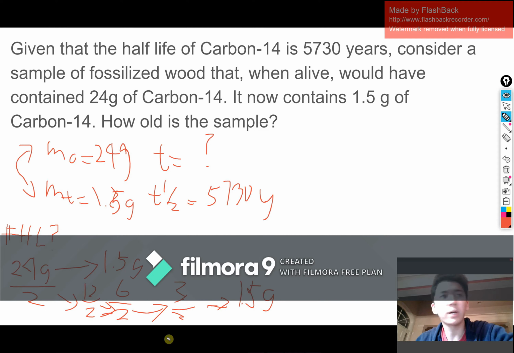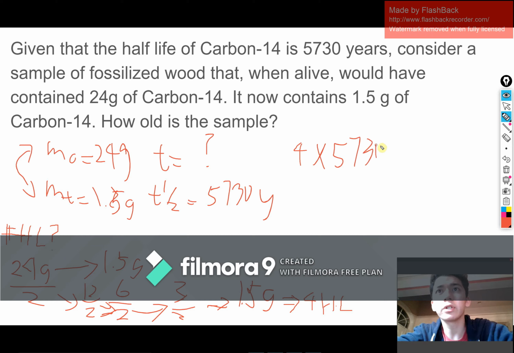So how many times do we have to divide by 2? Let's count this. We have 1, 2, 3, and 4. So that means carbon-14 underwent 4 half-lives. Now that we know how many half-lives it went through, and we know how long each half-life takes, which is 5,730 years, we multiply 4 times 5,730 years, and that's going to give us the total time.